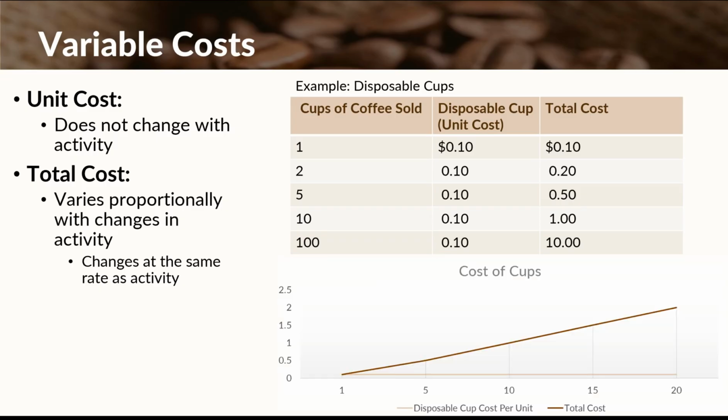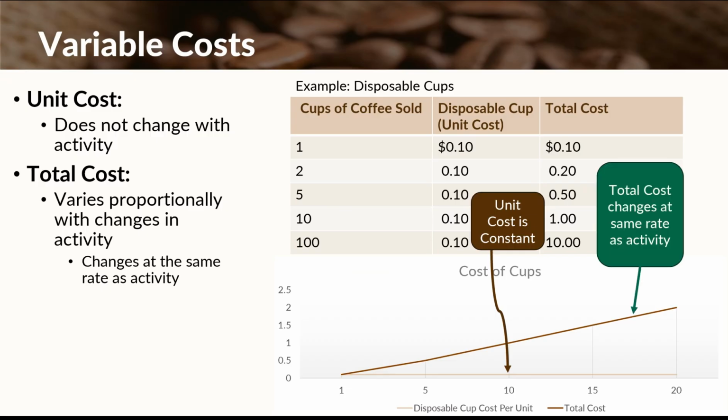So again, if we look at our graph here, we can see our unit cost is a constant straight line. It does not change. However, our total cost is changing at the same rate as our activity. It's a constant increase as we increase our number of coffees sold.